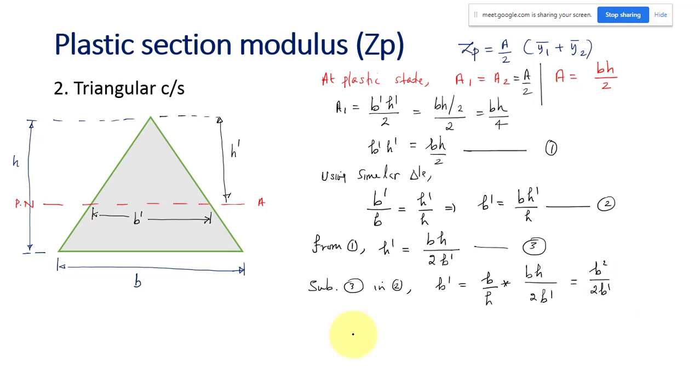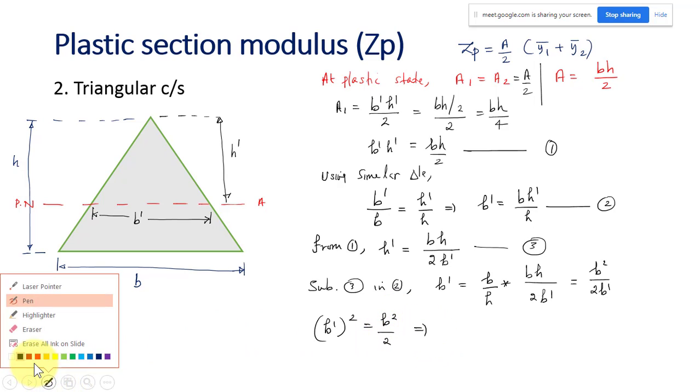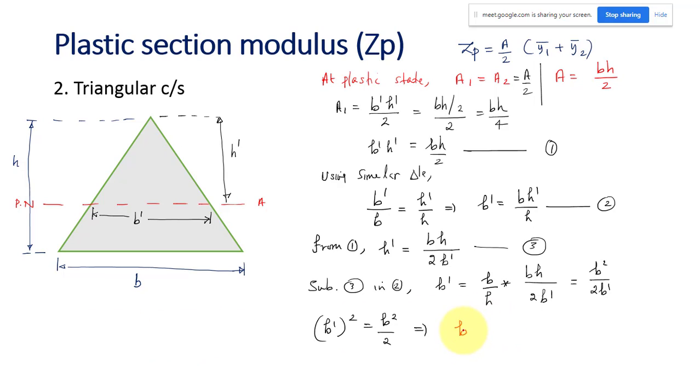Now from here you can write that b dash equal to b square by 2 b dash. Let us take this b dash to this side. So b dash square equal to b square by 2. So this equation will give you b dash equal to b by root 2.